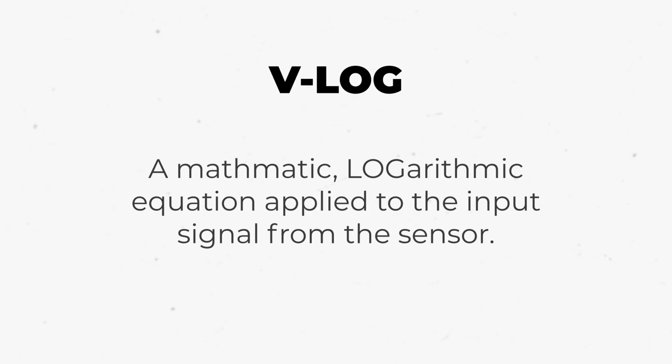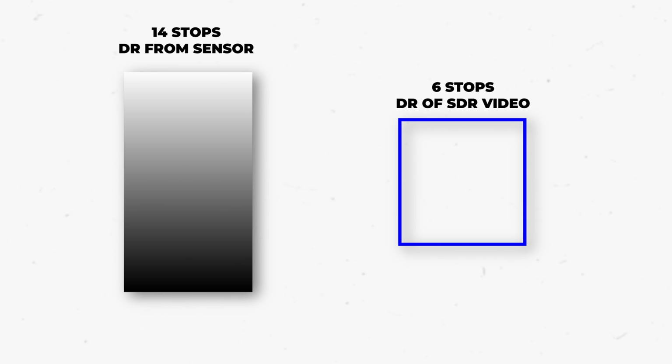This is where V-LOG comes in. V-LOG is a mathematic and logarithmic equation that's applied to the input signal from the sensor. Basically, we can think of this as a tool that squishes all of that information so that it fits inside the dynamic range of a typical video file. So it brings up the dark parts so that they don't get clipped, and it brings down the bright parts so that they also don't get clipped.